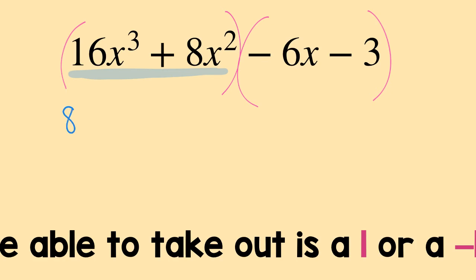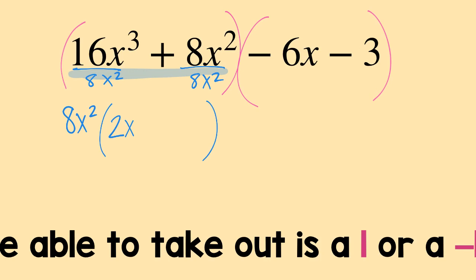And we can also take out 2 of the x's. So we're going to take out x squared. And then let's see what we have left. So we're going to divide each of these by 8x squared. All right, 16 divided by 8 is 2. And then I would also have 1x left over here. So that would become 2x.